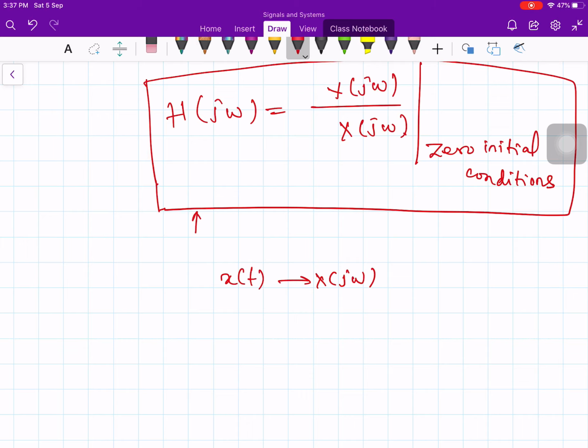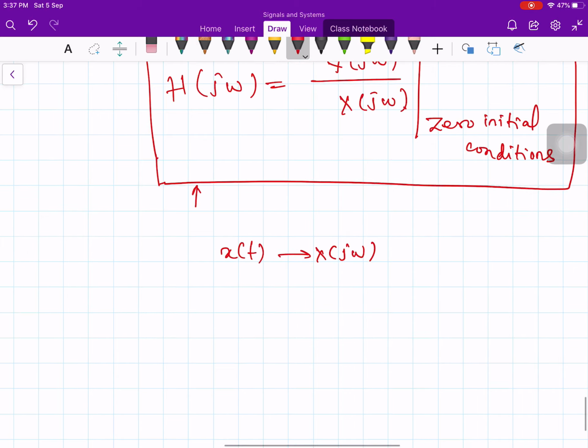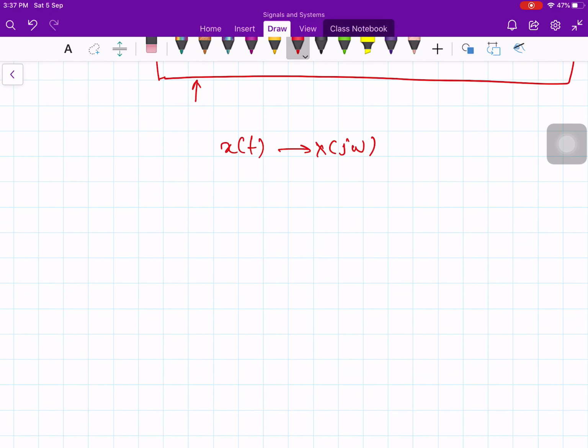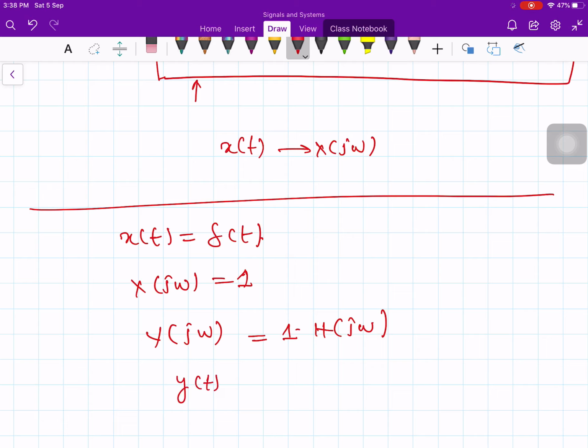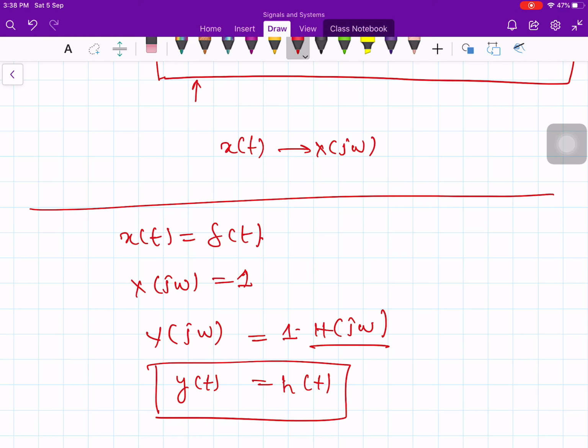So, one more property of the system function is, if the input x of t happens to be a delta function, a unit impulse, then we know X of j omega is 1. Therefore, Y of j omega is equal to simply 1 times H of j omega. If you take the inverse Fourier transform of this, you will get h of t. Therefore, your output is simply the impulse response of the system.